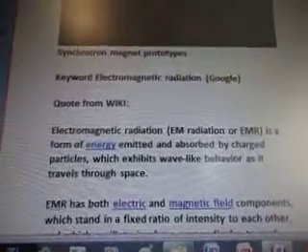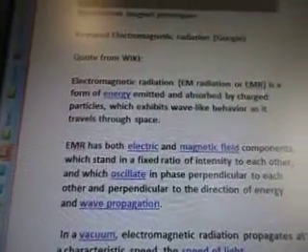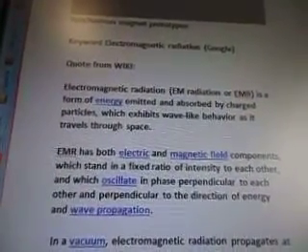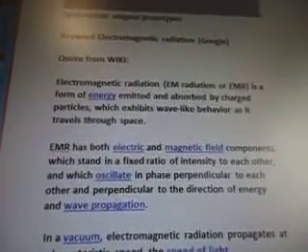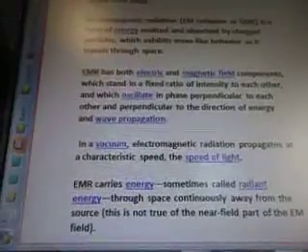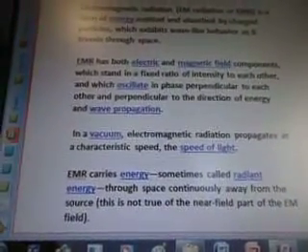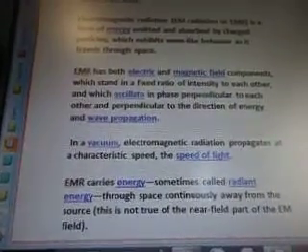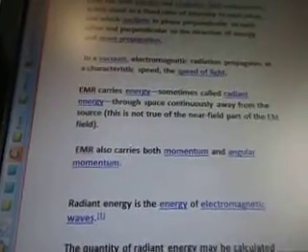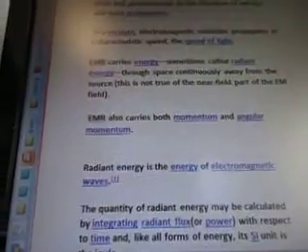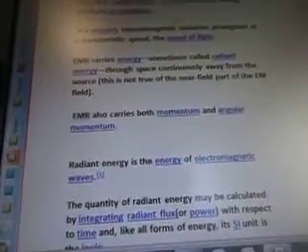Keyword electromagnetic radiation. Quote from Wiki. Electromagnetic radiation, EM radiation or EMR, is a form of energy emitted and absorbed by charged particles, which exhibits wave-like behavior as it travels through space. EMR has both electric and magnetic field components which stand in a fixed ratio of intensity to each other, and which oscillate in phase perpendicular to each other and perpendicular to the direction of energy and wave propagation. In a vacuum, electromagnetic radiation propagates at a characteristic speed, the speed of light. Sorry, I'm tired.